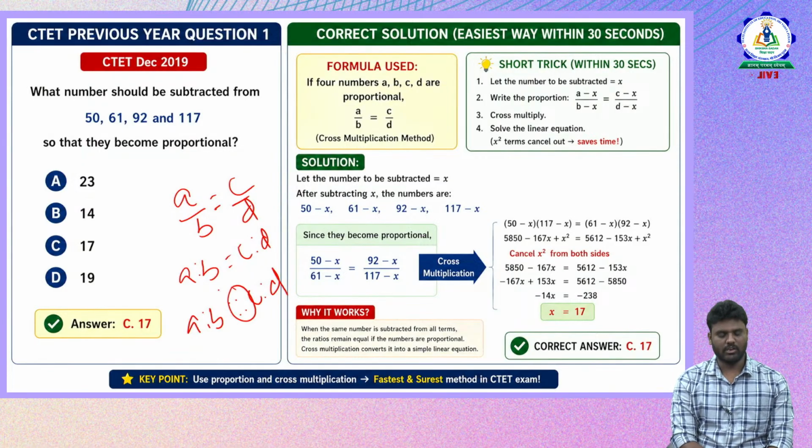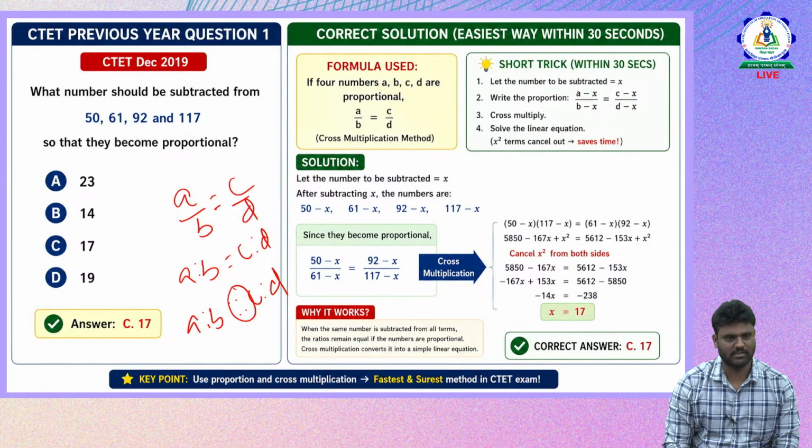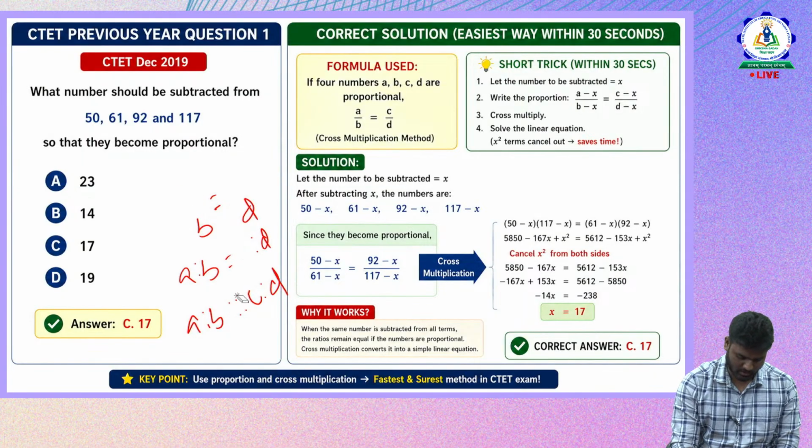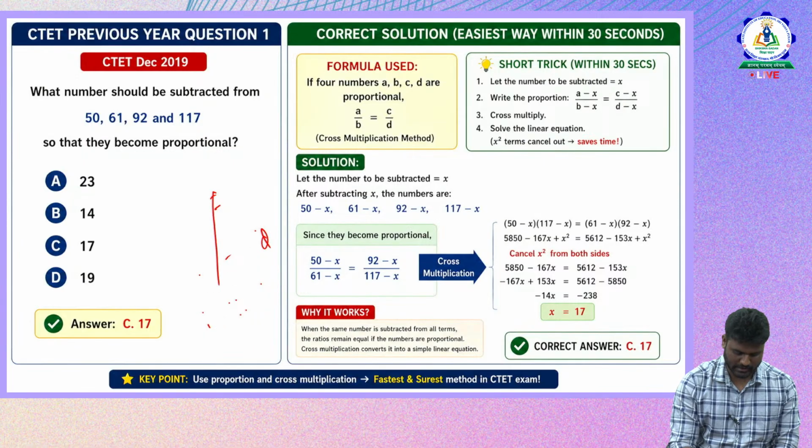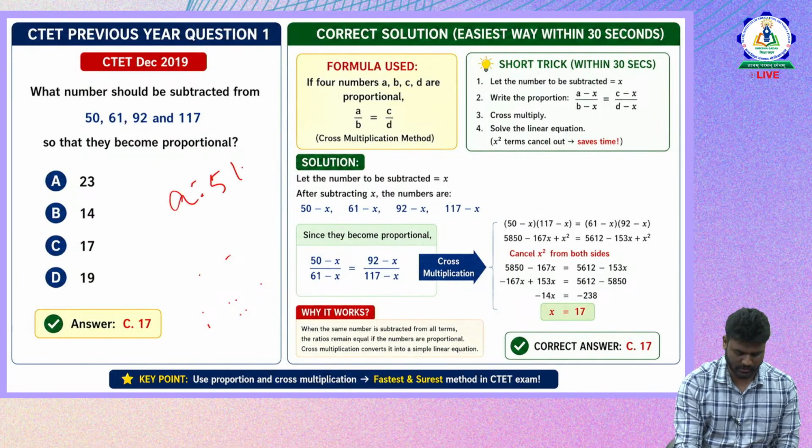Now if you see the question here, there are four numbers: 50, 61, 92, 117. Let us assume that A is equal to 50, B is equal to 61, C is equal to 92 and D is equal to 117.